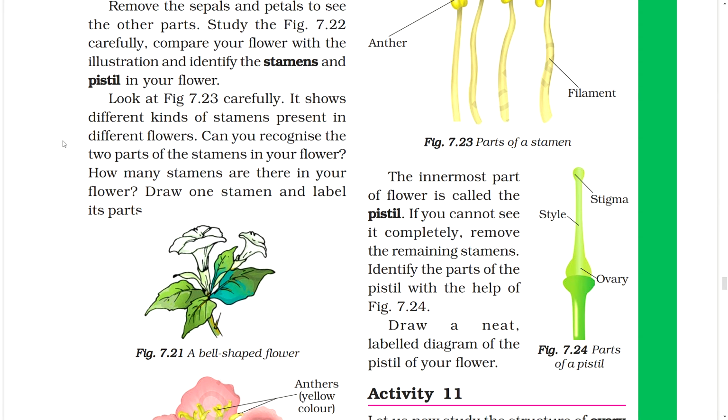The innermost part of the flower is called the pistil. If you cannot see it completely, remove the remaining stamens. Identify the parts of the pistil with the help of the figure. Draw a neat labeled diagram of the pistil of your flower. Parts of a pistil: stigma, style, and ovary.